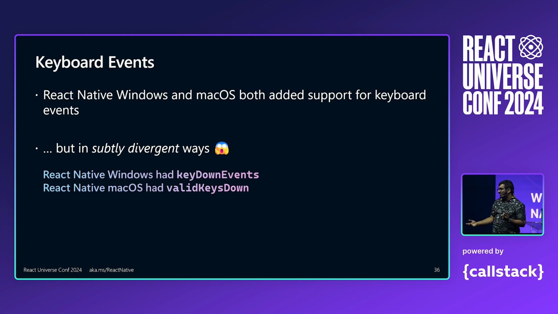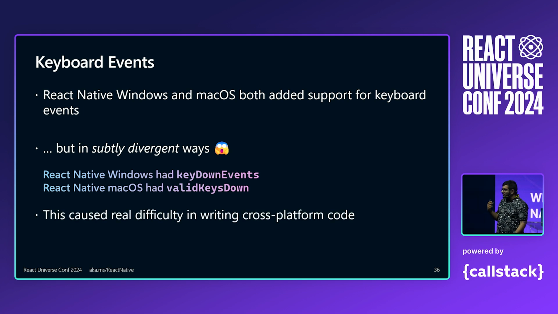That's a little bit complicated, and we both kind of ran into the same problem and solved it in slightly different ways. It would be okay if it was just different prop names, where React Native Windows had key down events and React Native Mac had valid keys down. But actually, it was even worse than that. They had different behaviors, they had different semantics, and unless you were an expert on both platforms, it wasn't really easy to write cross-platform code. So this caused real difficulty for us as we started writing more features and experiences on desktop.